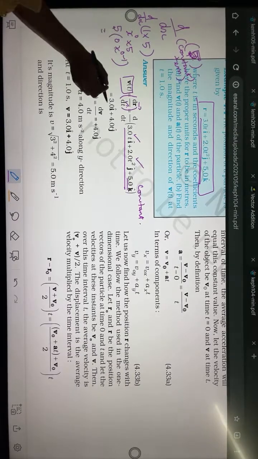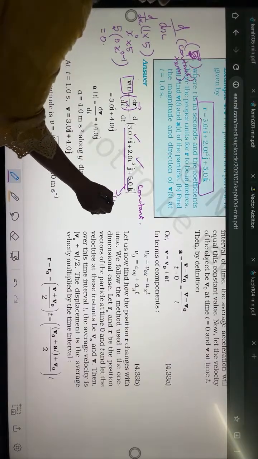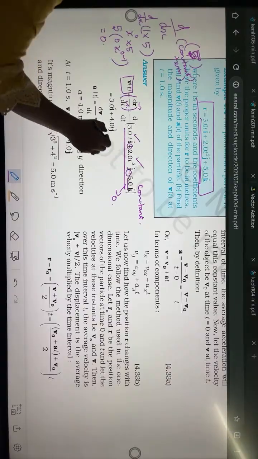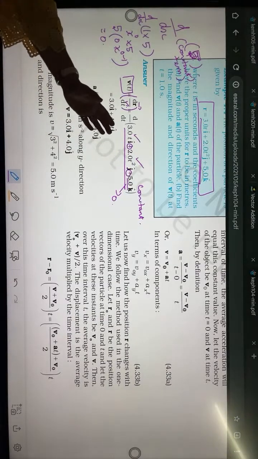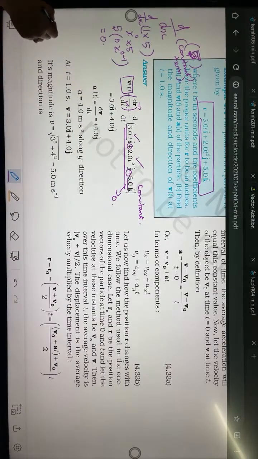So 5 times 0 into anything will be 0. So this term, if you differentiate it, will be 0. You can differentiate individually since there is a plus sign inside. Okay, in between there is a plus sign. You can differentiate individually. How can you differentiate this t?